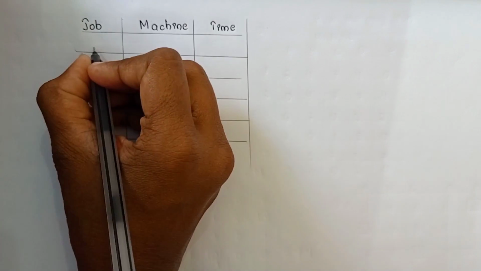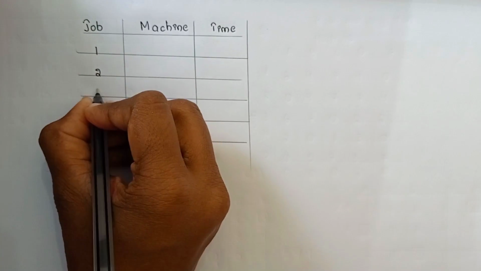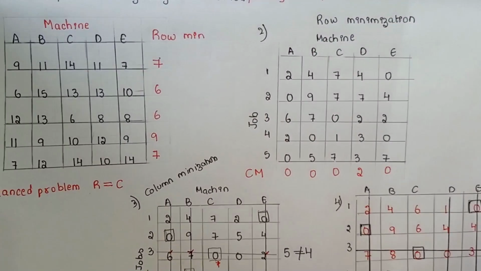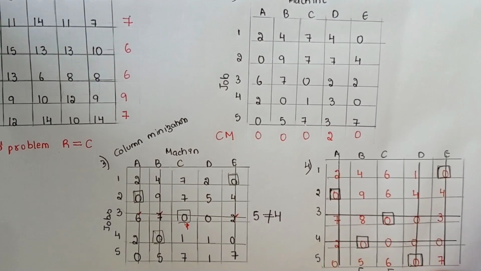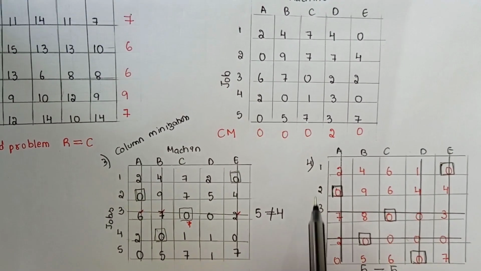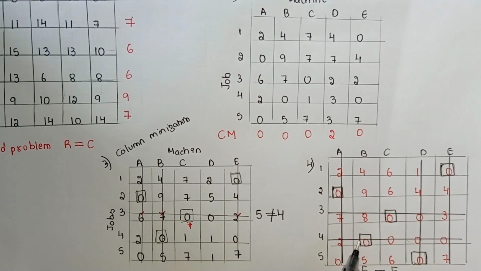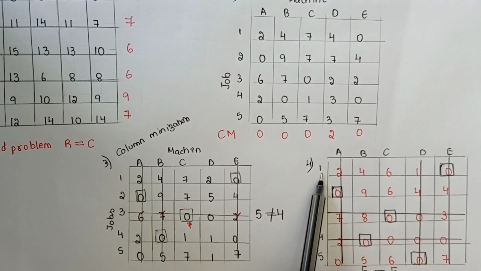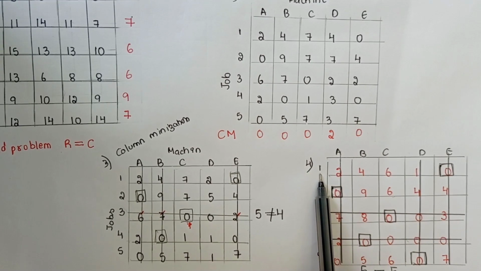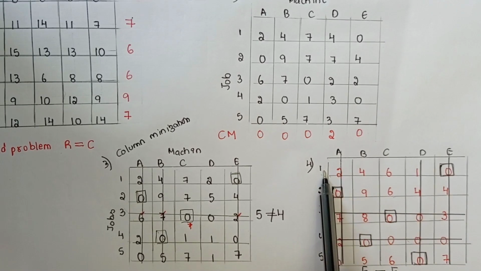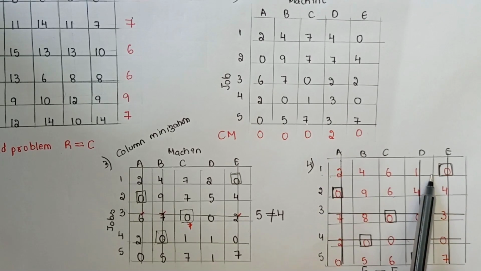So the number of jobs are 1, 2, 3, 4 and 5. Okay, so we have to look at the final matrix, that is the fourth matrix. This is the final matrix where we have got an optimum solution. In order to identify the machine and time, you have to see this matrix. So the first job is done by the E machine.